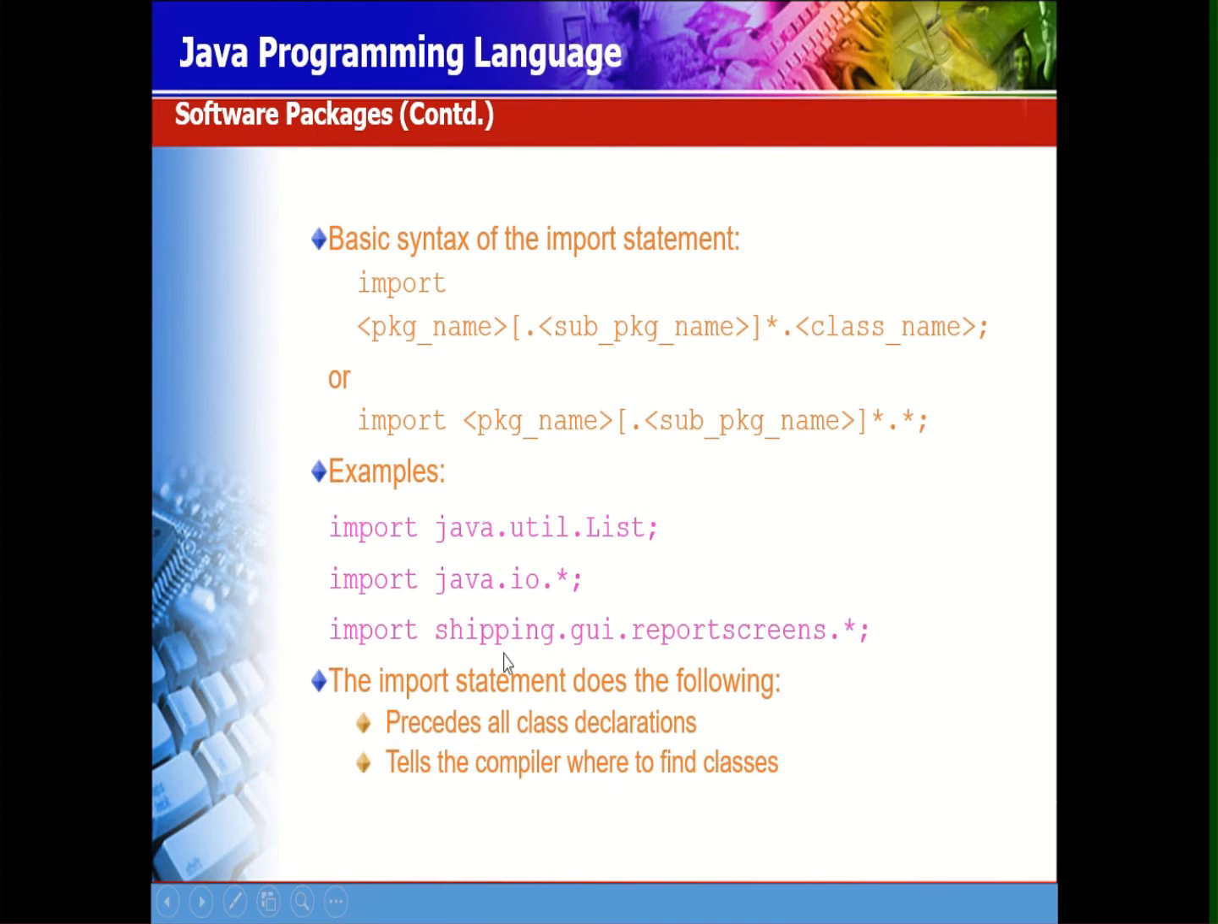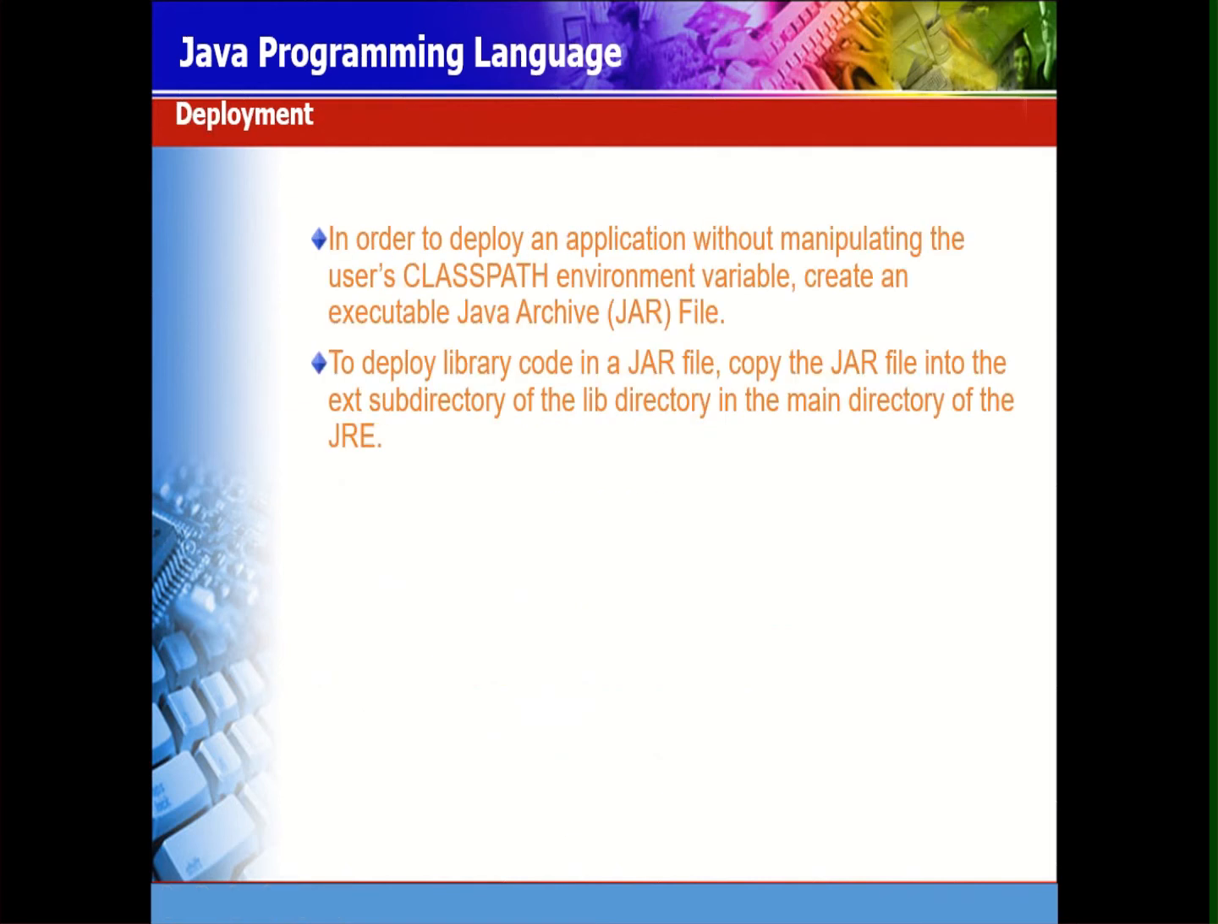Now here is an example of some packages. Import java.util.list, import java.io.*. This io is a package and this sign is used for all. If you want to use all the classes and interfaces present in the io package, you can use this symbol. The import statement precedes all class declarations and tells the compiler where to find classes. Now how will you deploy? In order to deploy an application without manipulating the user's class path environment variable, create an executable jar file. To deploy library code in a jar file, copy the jar file into an ext subdirectory of the lib directory in the main directory of the JRE to run the program.